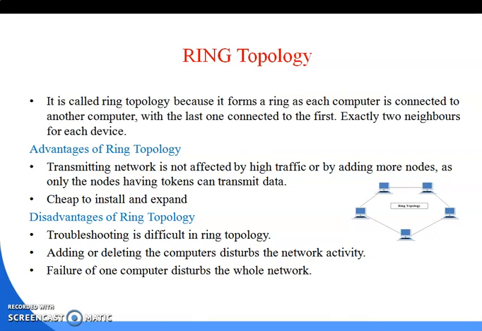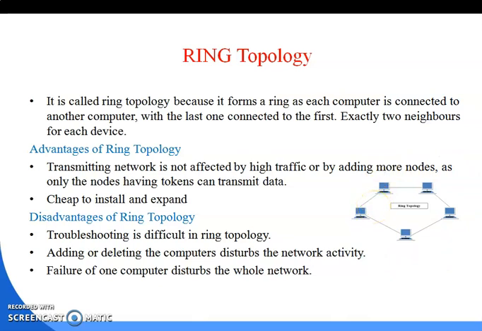Failure of one computer disturbs the whole network, because here all the computers are connected with each other, right? That means this computer is connected with this computer. So here if one computer fails, it will affect the entire structure, right? That is the major disadvantage of this topology.